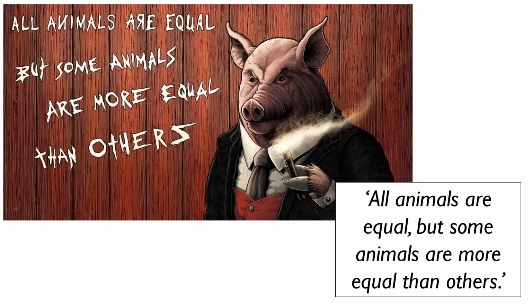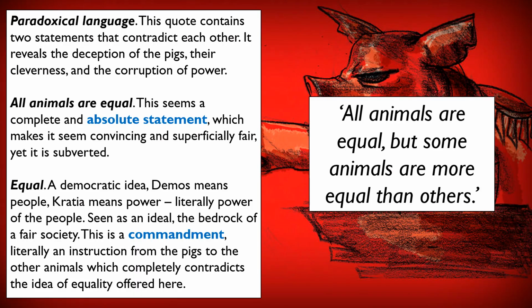The first quote we're going to do is "all animals are equal, but some animals are more equal than others." This is a really important quote. It's one that captures so many of Orwell's ideas in one piece of language. So the first thing that we're going to say about this piece of language is that it's paradoxical language. So that's the big technique we'll use at the start of our paragraph.